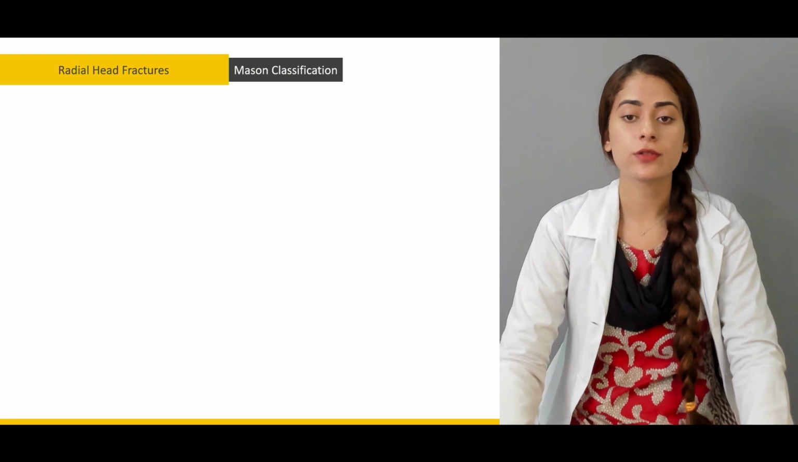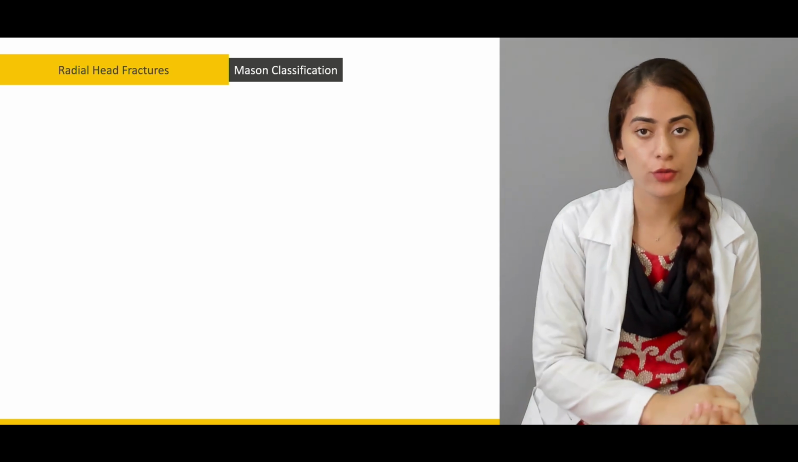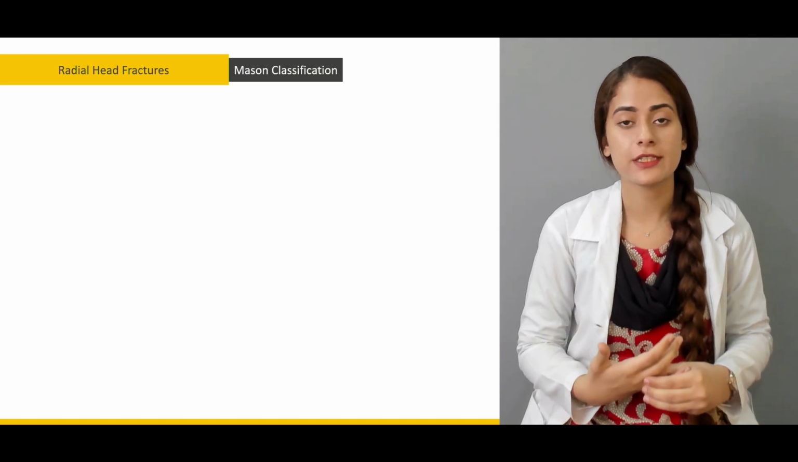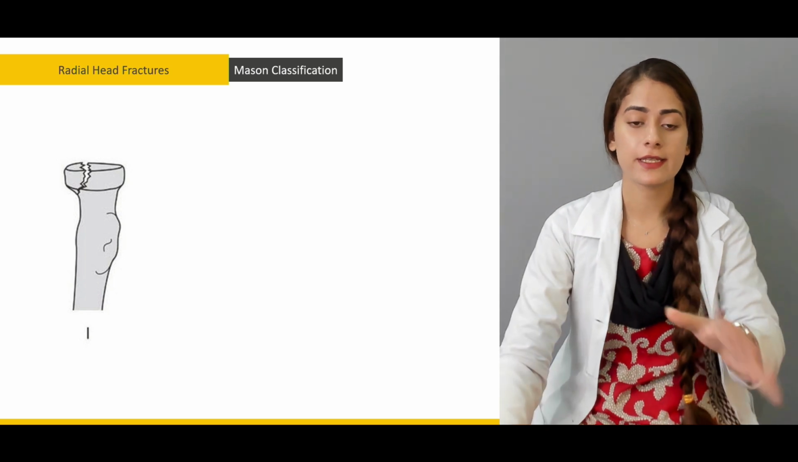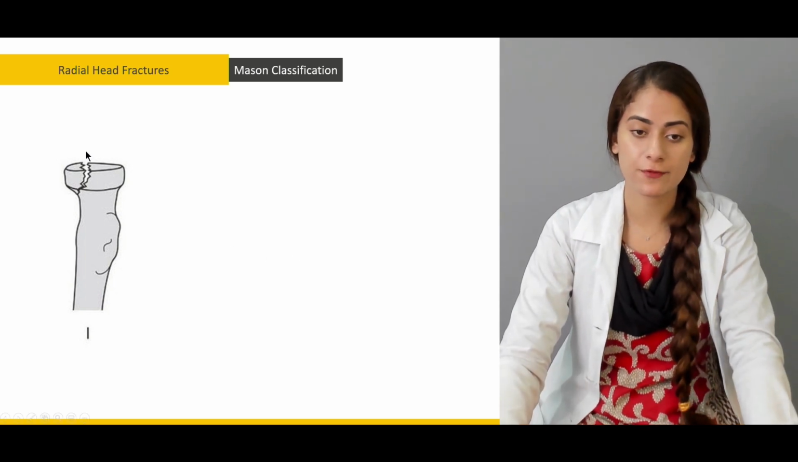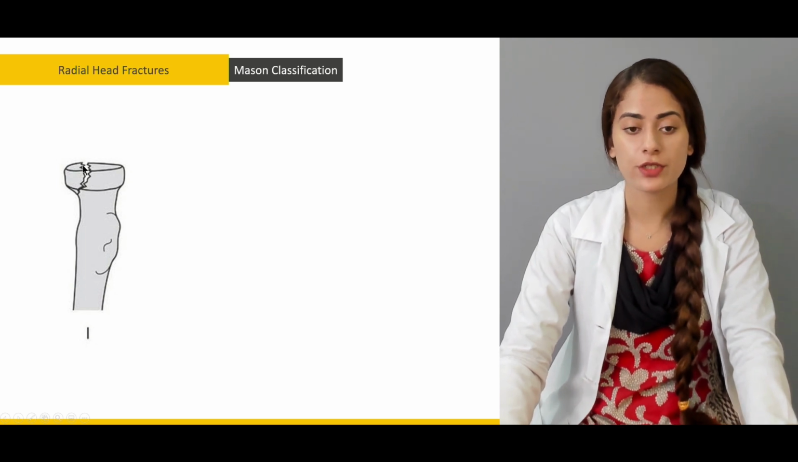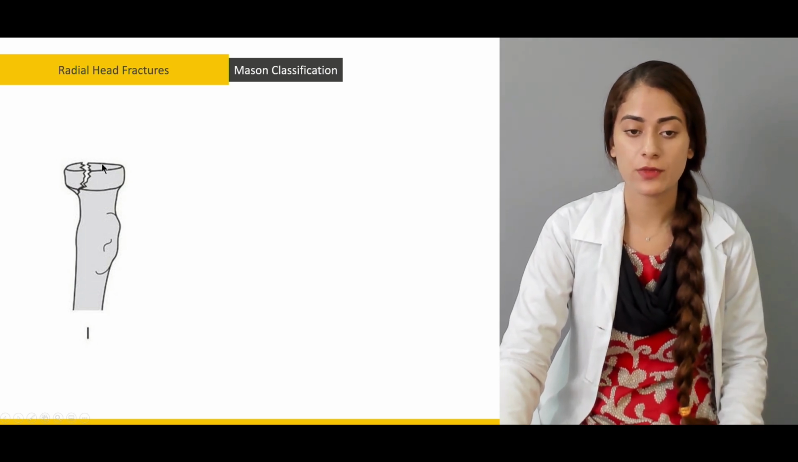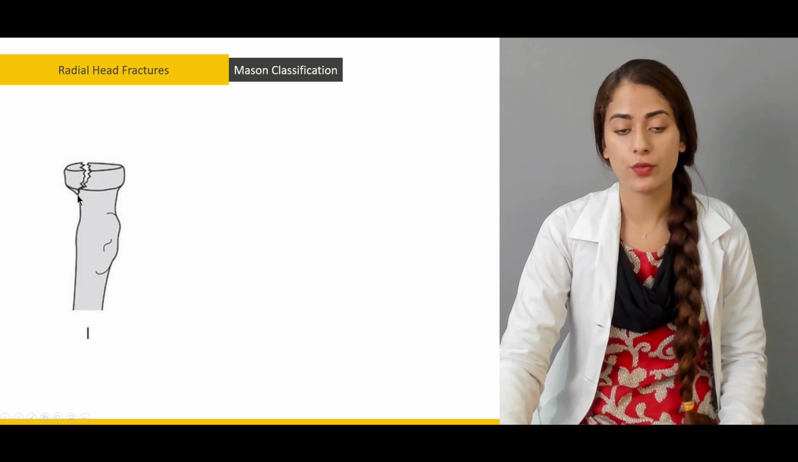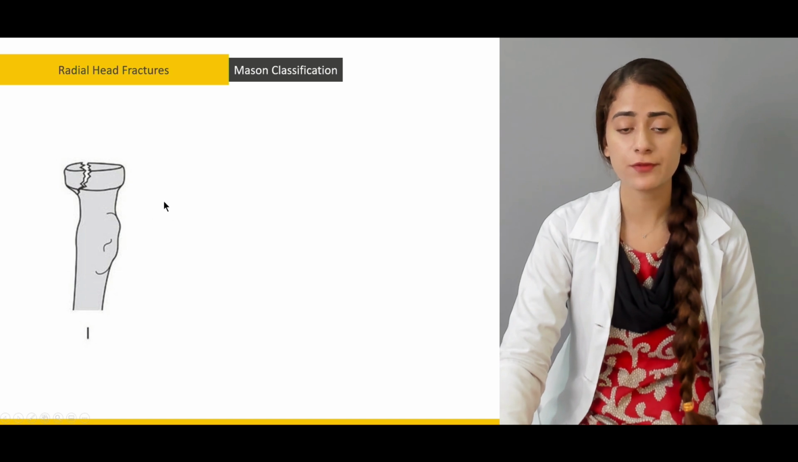Now we will talk about Masson classification of radial head fractures. So radius is the lateral bone, and how its fractures present, we will talk about this in this section. So first this is the radial head, and if there is a through and through fracture of the head of radius in a way that it is starting from the epiphysis and is going towards the neck of the bone or the metaphysis, this is the first type.